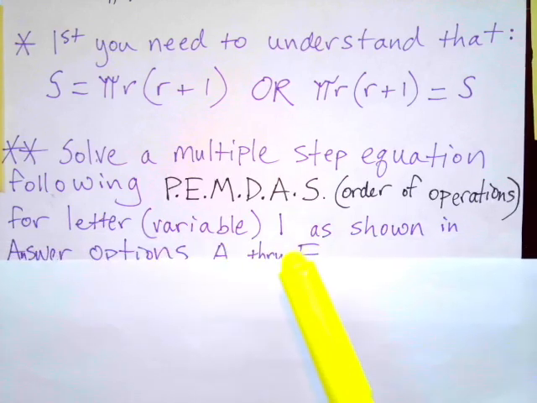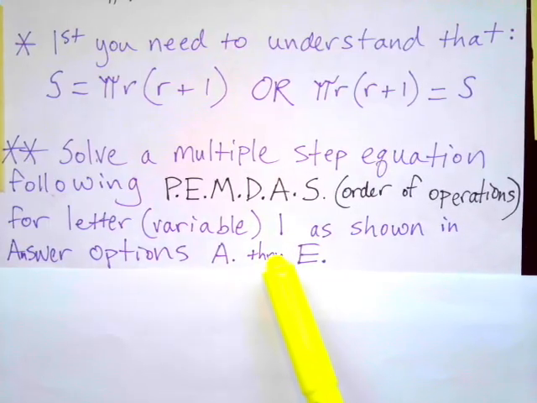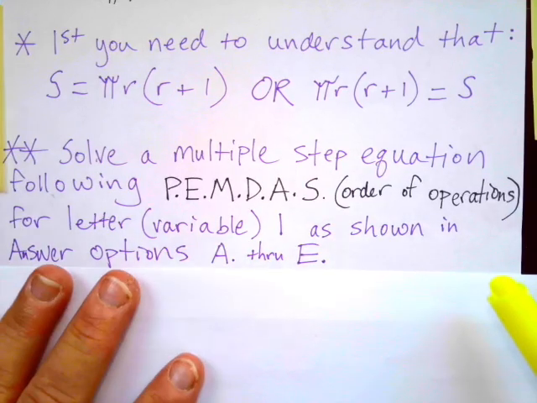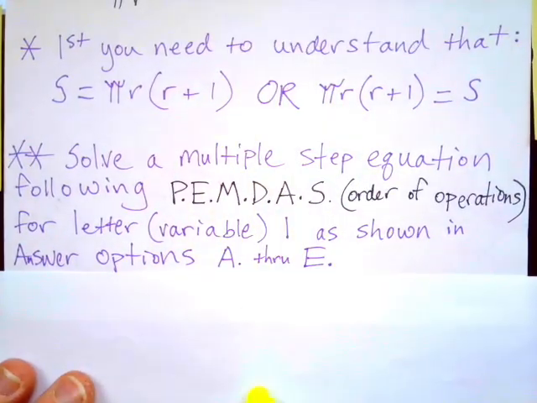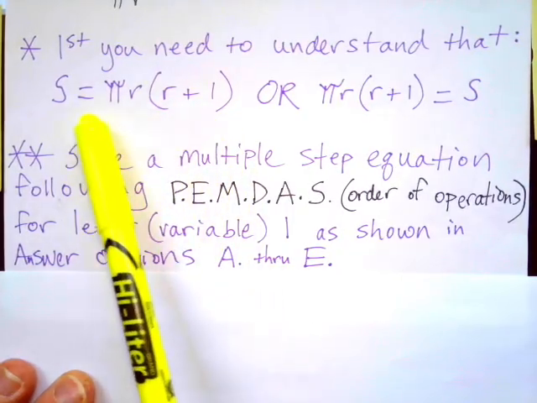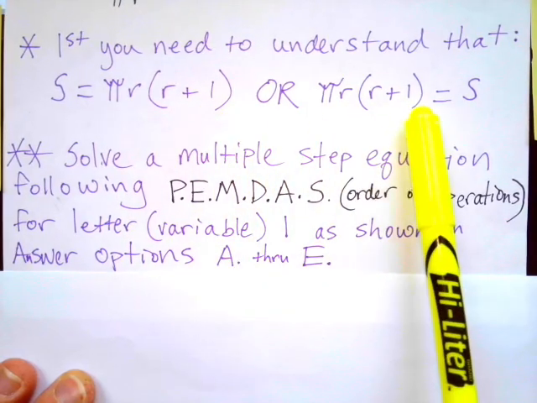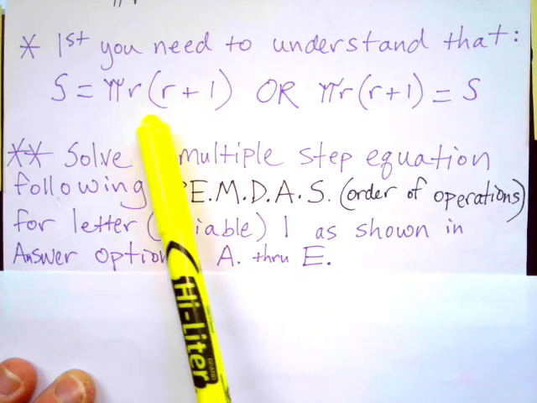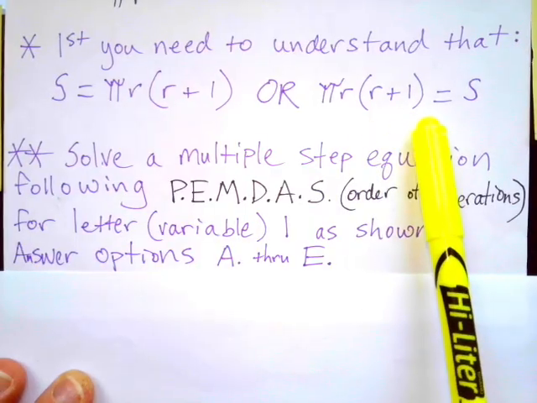So, again, we're solving for the variable slant height as shown in the answer options A through E. Now, I want to take this very, very slow. On the next part, I'm going to show you kind of like a split screen. On the left hand side, I'm going to go step by step in solving and isolating the slant height variable. And then on the right side, I'm going to do the exact same thing, so you can see what's happening on the left would look almost exactly like it does on the right side.